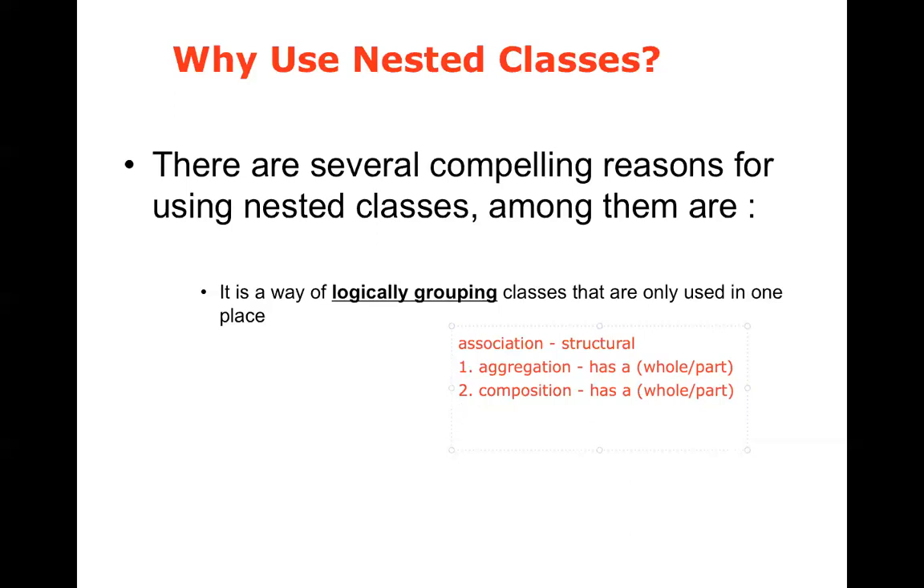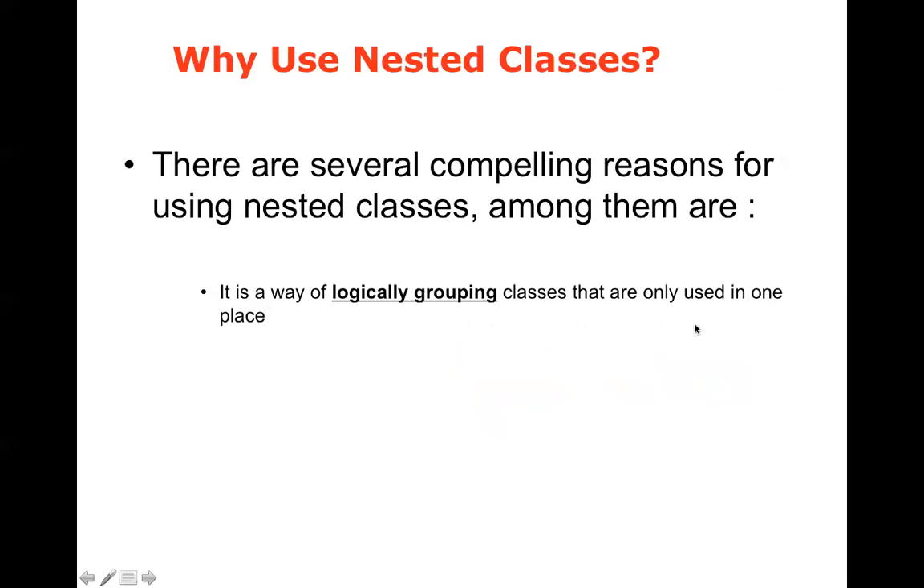If you find an association, and that too a composition, then the use of a nested class will come in there. That's the reason for having nested classes. And there are other compelling reasons for having nested classes as well. Nested classes increase encapsulation.